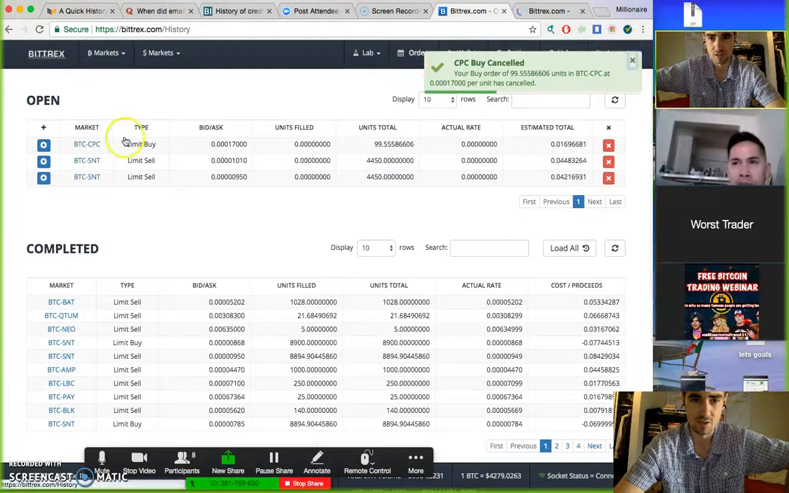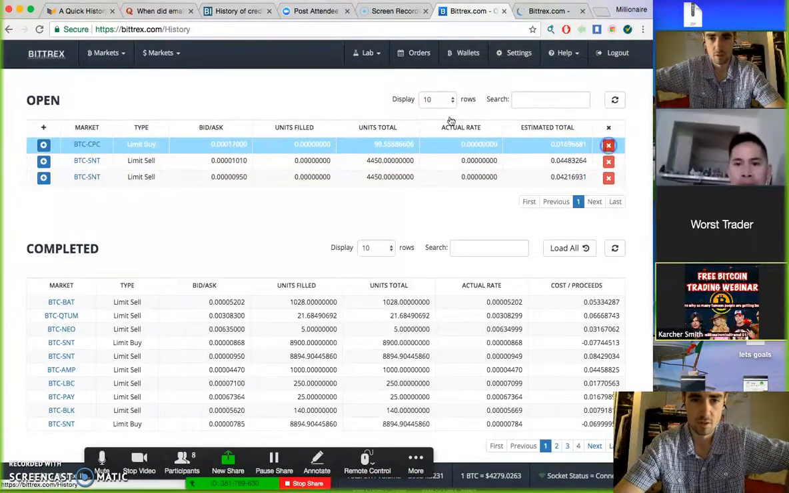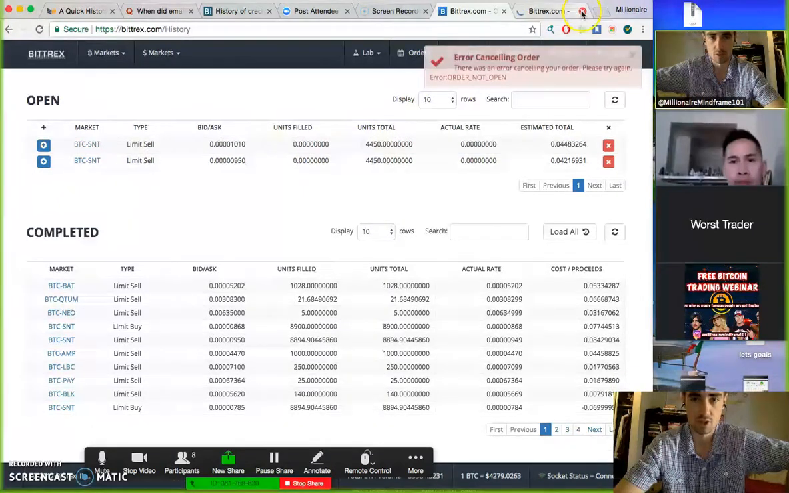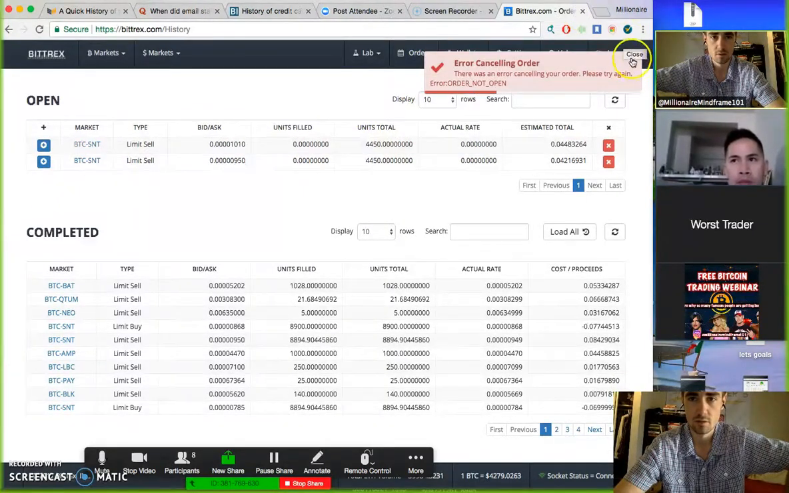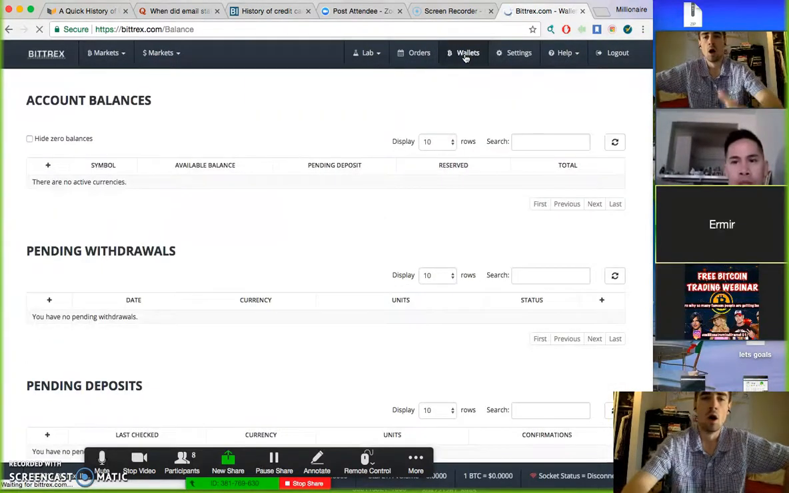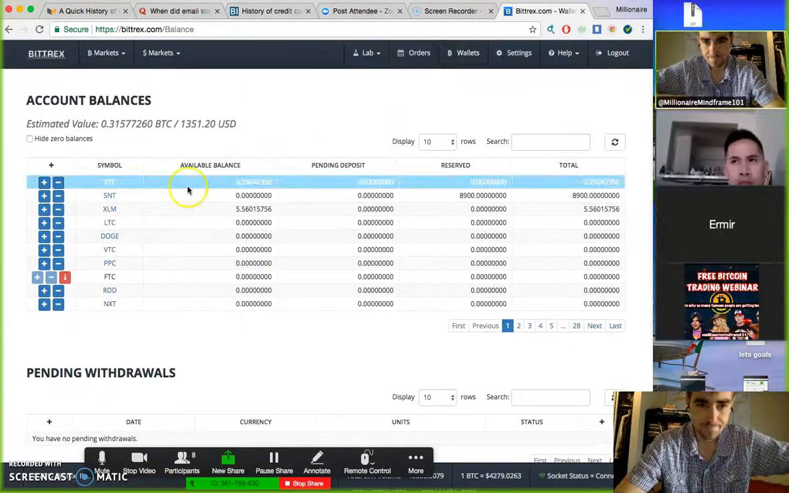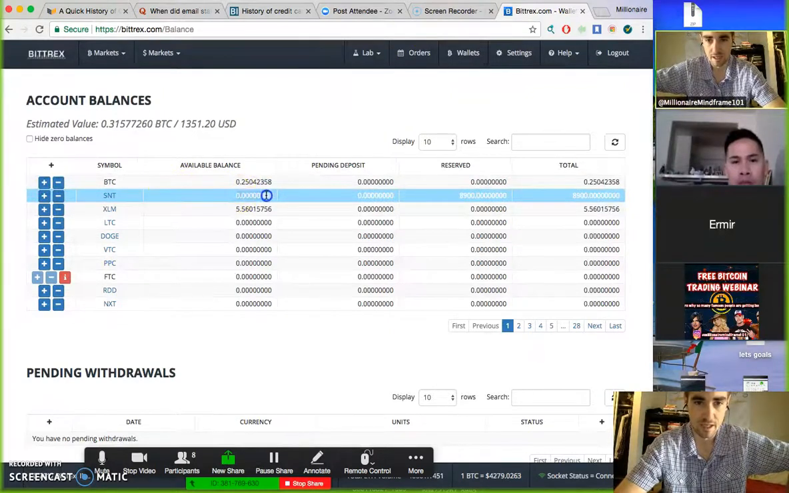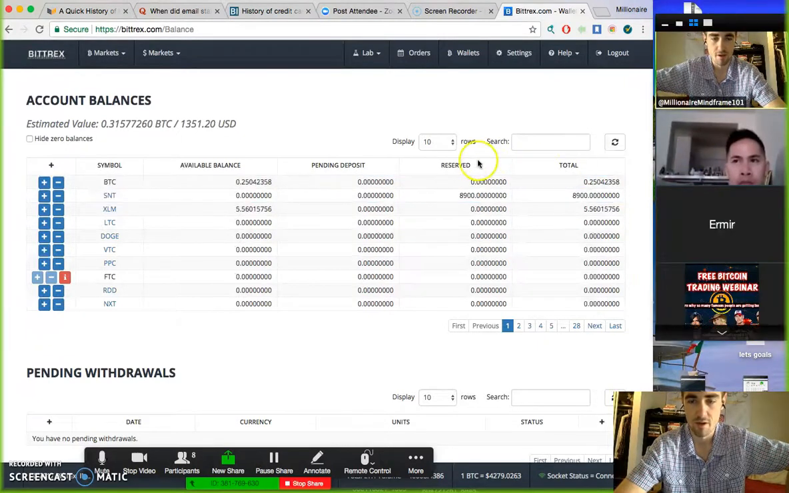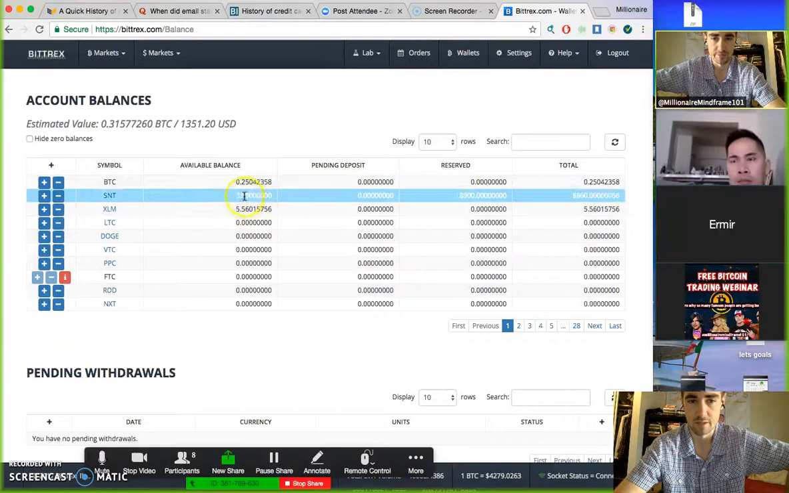I have these two sell limit orders right here. And so it shows up. So I have these sell limit orders set, and I actually have the status, and it puts it into reserved right here. So if you're wondering why you can't see your orders, it's still there.